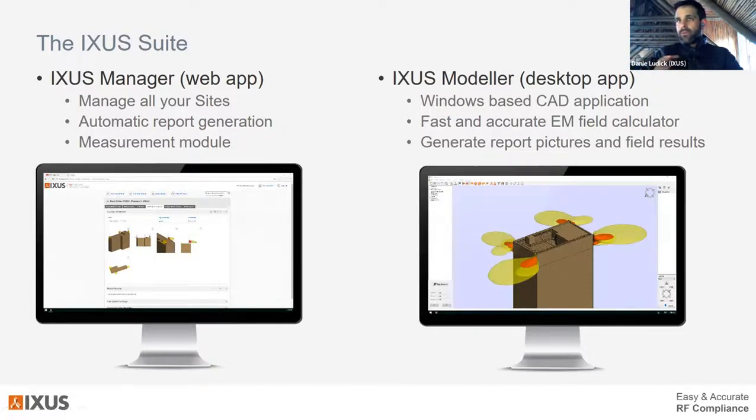All of that information goes to an accurate EM field calculator, called the field assessment calculator, that also runs as part of the IXUS Modeler, and the results are generated in the form of plumes. I will show you more on the type of results generated in the IXUS Modeler. The pictures are saved in this environment and synchronized back into our IXUS Manager, where, as I said, with a few clicks, you can generate a report.